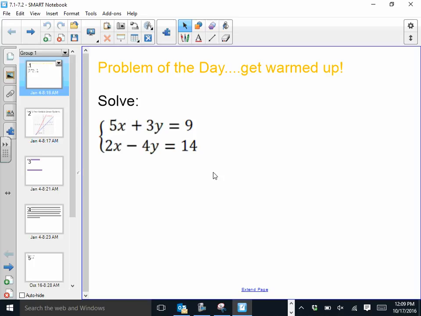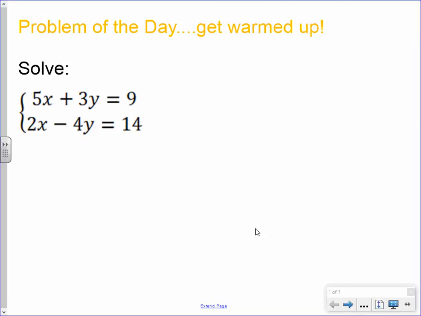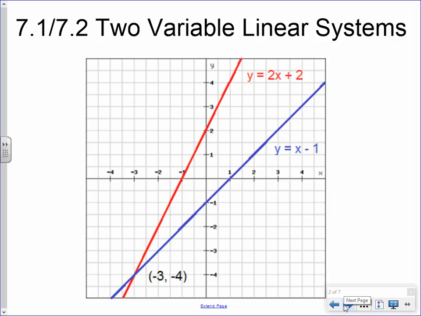Okay, so can you tell me graphically what do those two equations represent? They represent lines. What did you solve for? Where they intersect. Okay, so today we are working with systems of equations.